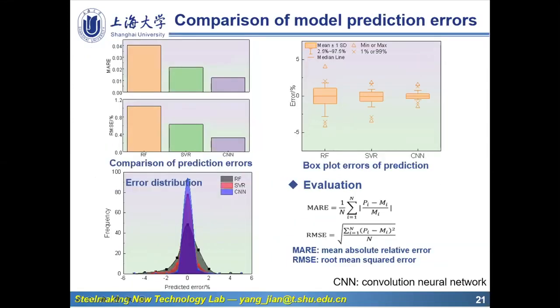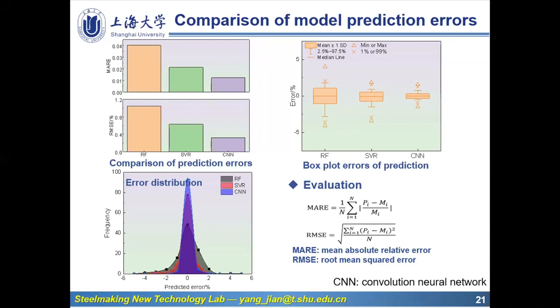And here is a comparison of the model prediction error. We also use the mean absolute relative error and the root mean square error to evaluate these 3 models. You can also see the third one, the convolutional neural network, has the lowest error. The error box is also the best one, and in the error distribution, the third model is also the best.